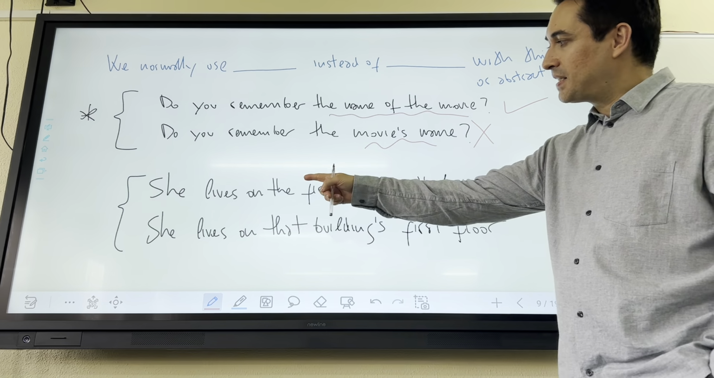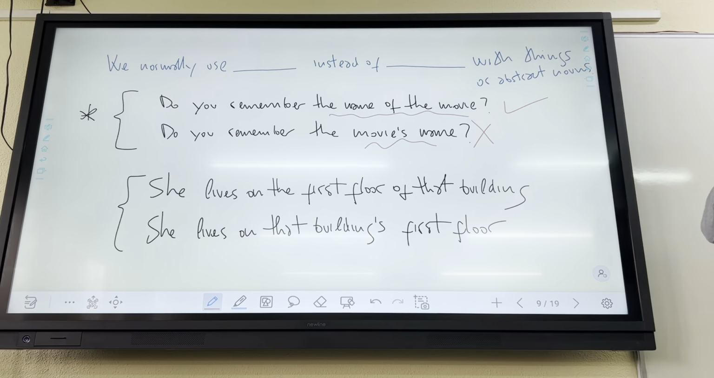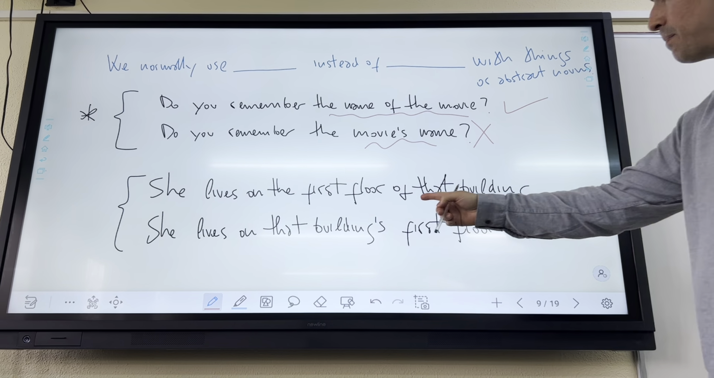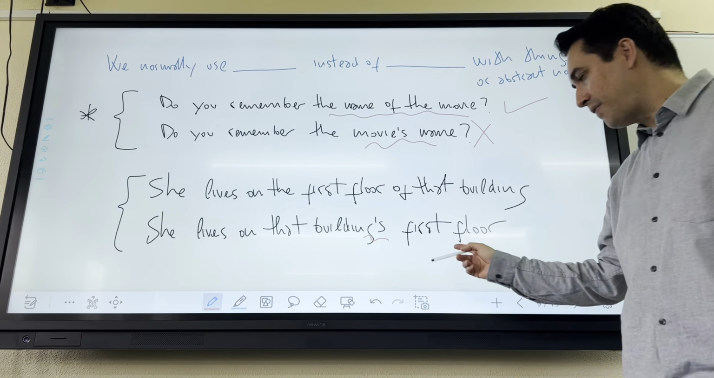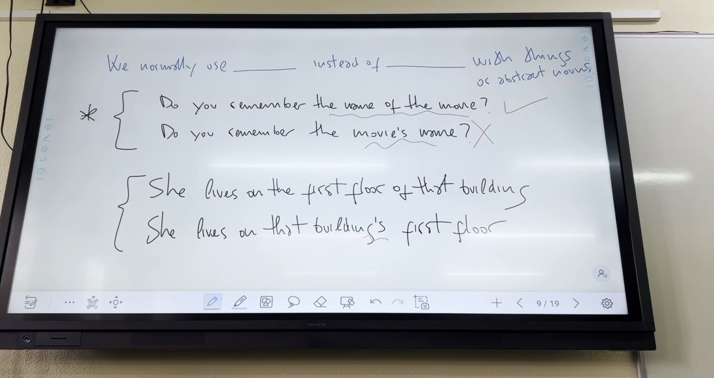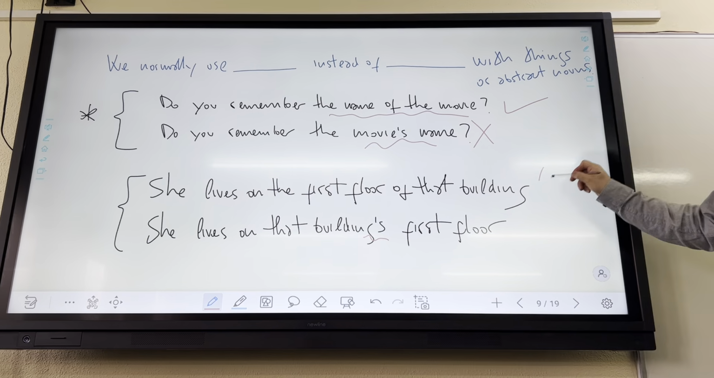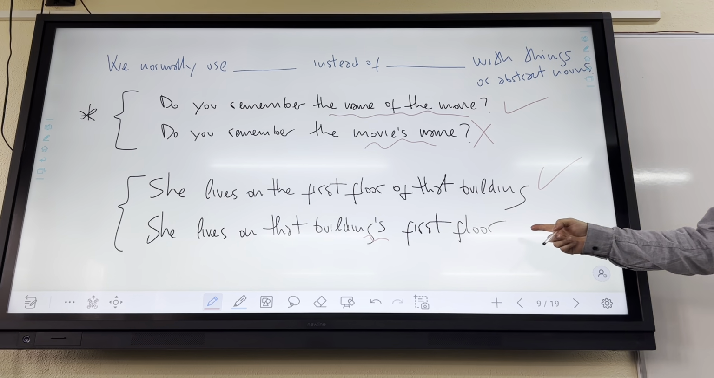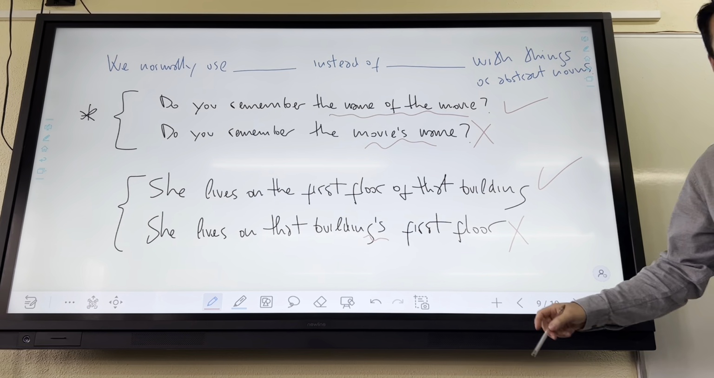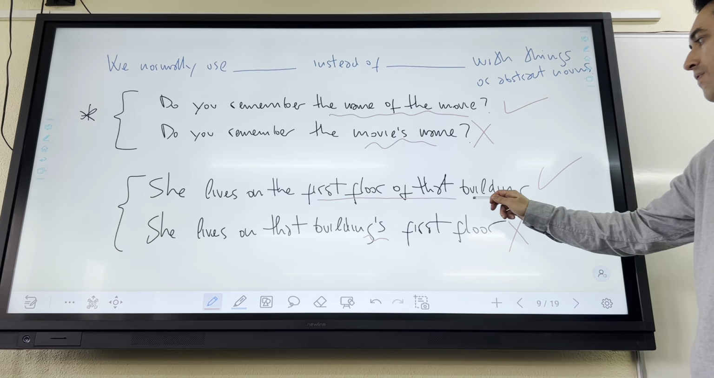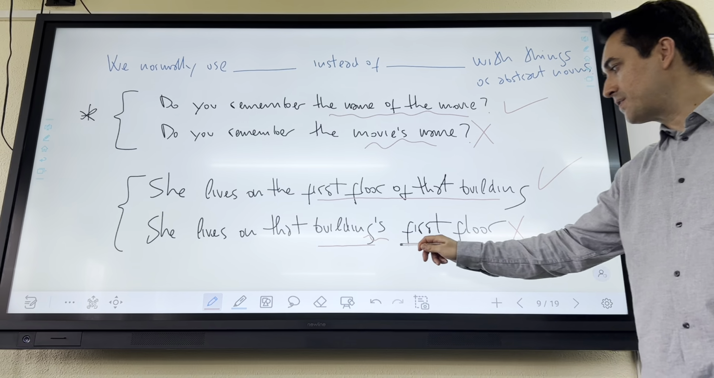Okay, next. She lives on the first floor of that building. She lives on that building's first floor. One of them is right, one of them is wrong. The first is right, and the other is wrong. Typically wrong. So you should say the first floor of that building.